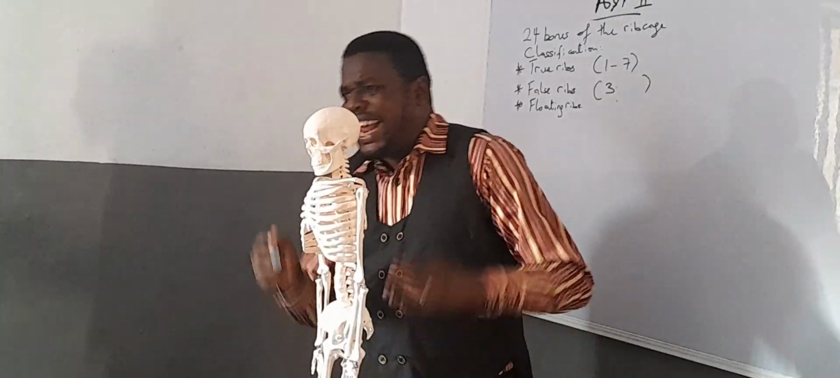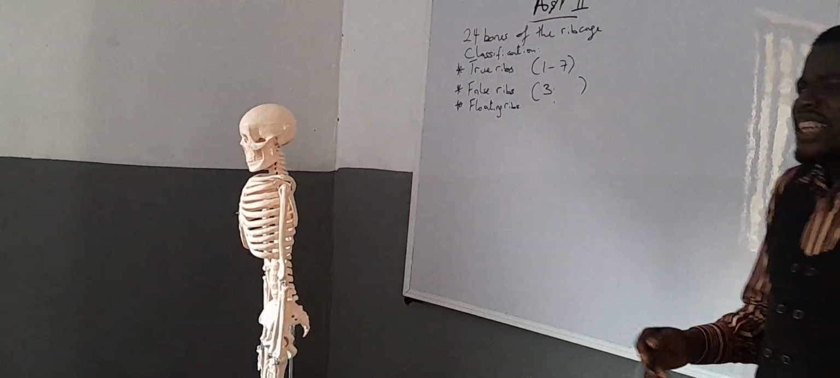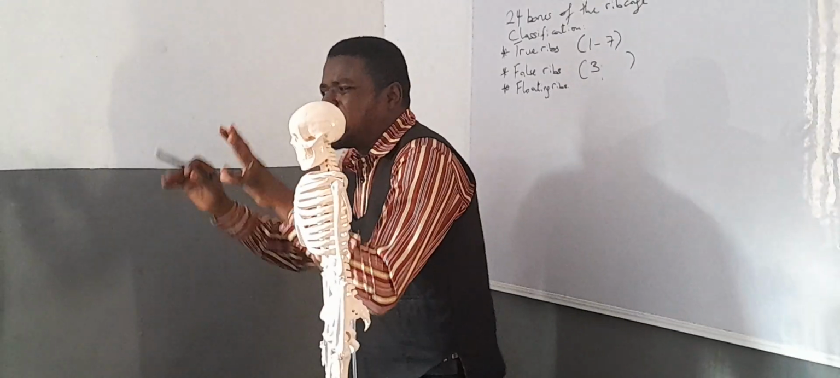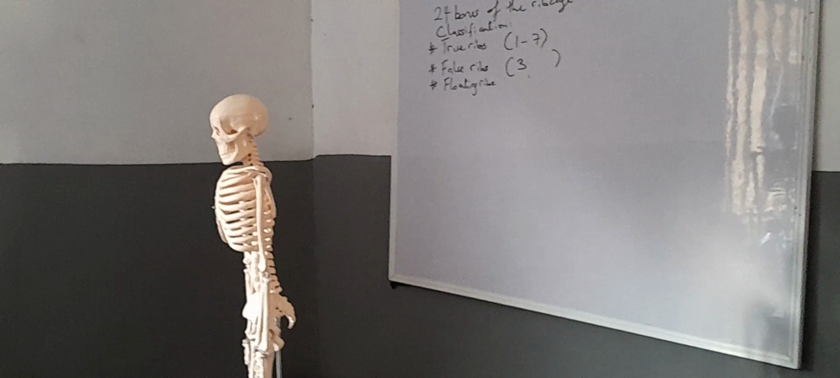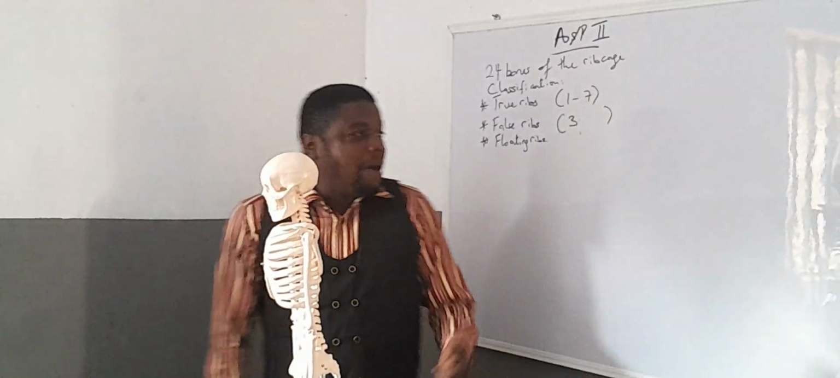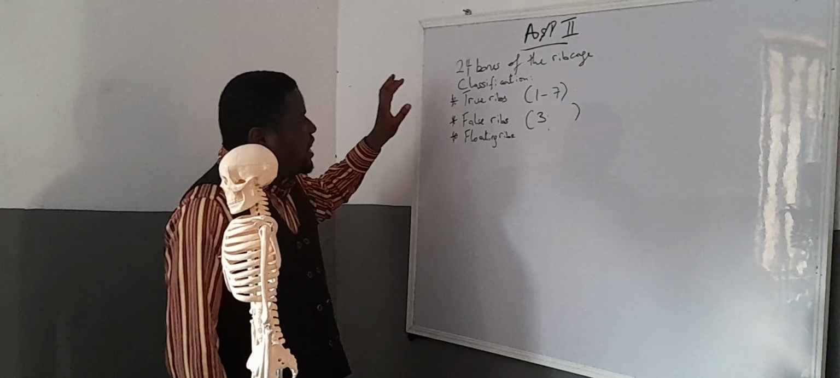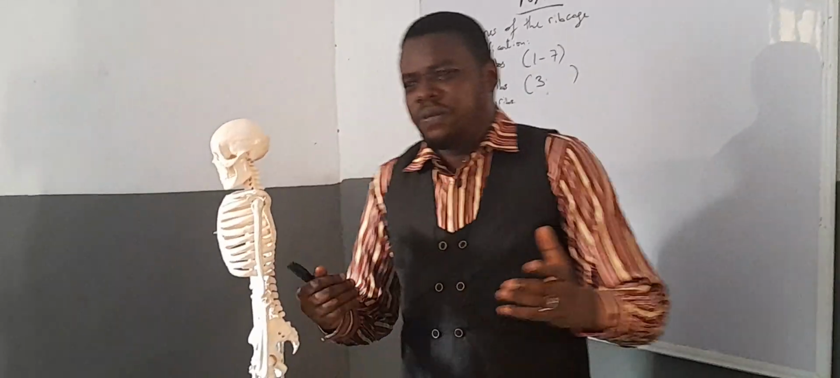Then the next three after those are what we call false ribs. And then the last two are what we call floating ribs. Number 1 to 7 are true ribs, the next three are false ribs, and the last two are floating ribs.